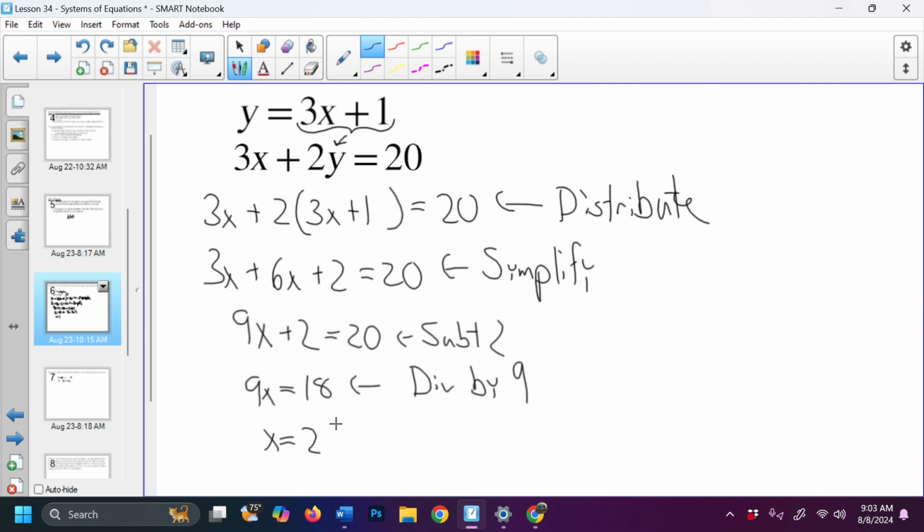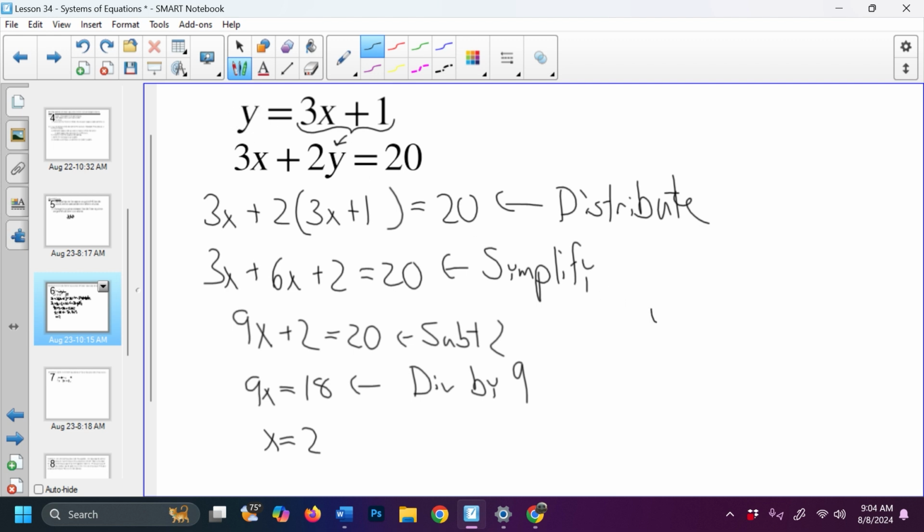Now, this is my x coordinate for this particular problem. And I could plug it back into either equation, but we want to be as efficient as we possibly can. So this equation on top is going to be a little bit easier to use than this equation on the bottom because it's already solved for y. That is the coordinate that I still need to find.